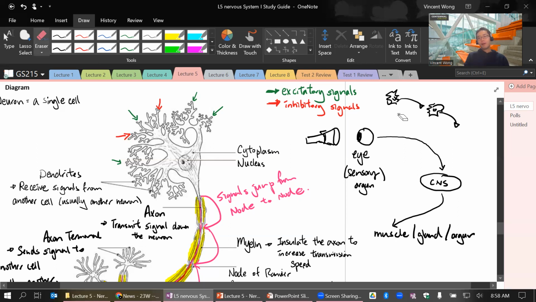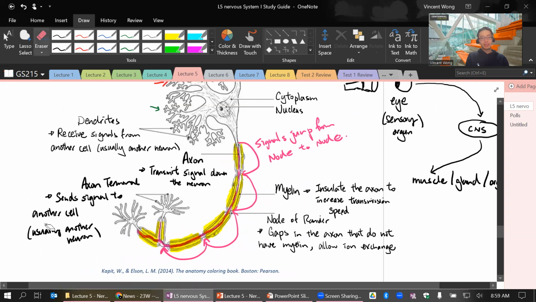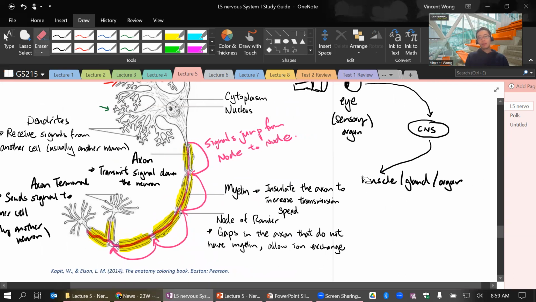So the muscle has to move in response to that bright light, right? So in this case, when the signal gets to the very end, the last neuron in the chain, rather than passing the signal to another neuron, is going to pass the signal to a muscle, right? That's what I mean here. The axon terminal sends signals to another cell, but not always a neuron, because if you are the last one in the chain, you will pass it to a muscle.